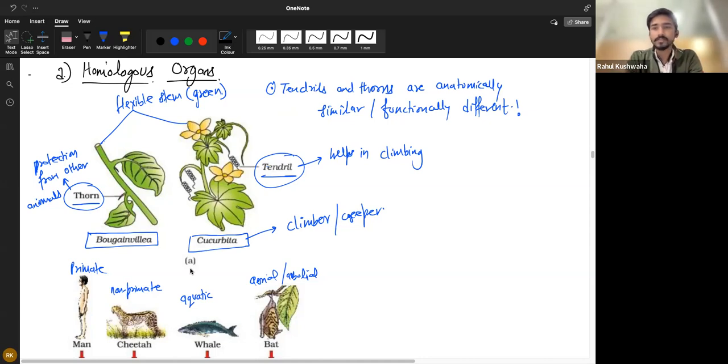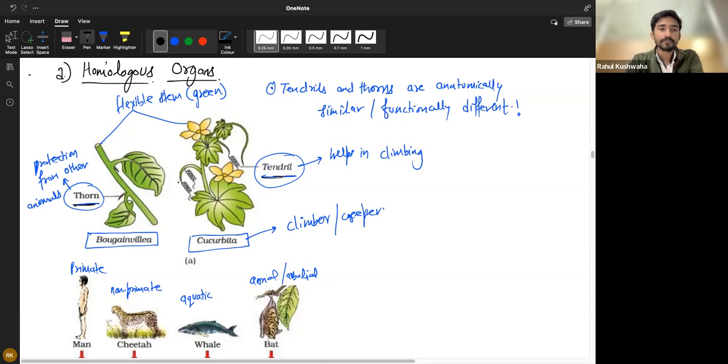The word homologous comes from homology. It means coming from the same kind of origin, so same anatomical origin but different functions. In plants, the example is tendrils and thorns. If you look anatomically, tendrils and thorns are both similar organs. Anatomically, they originate from similar tissues of the plant, but in different plants.